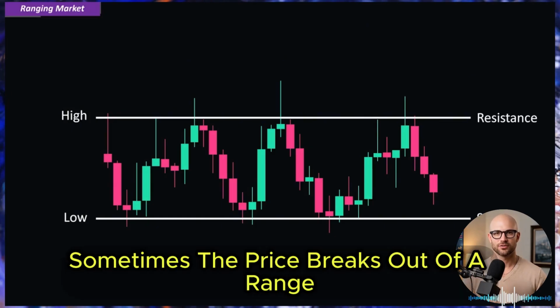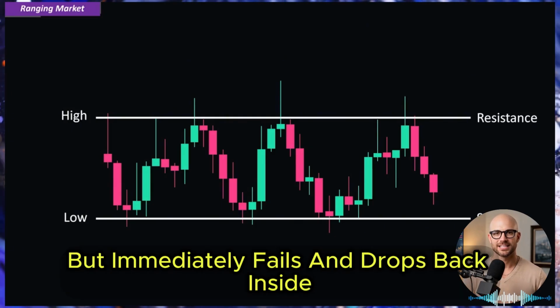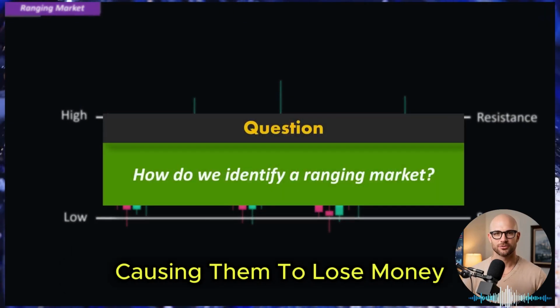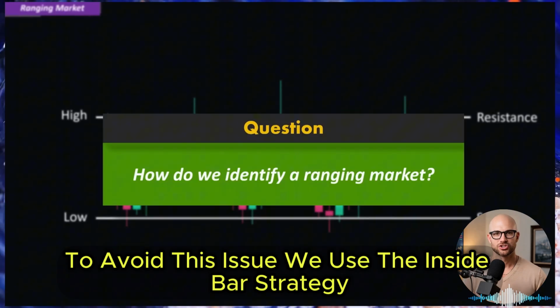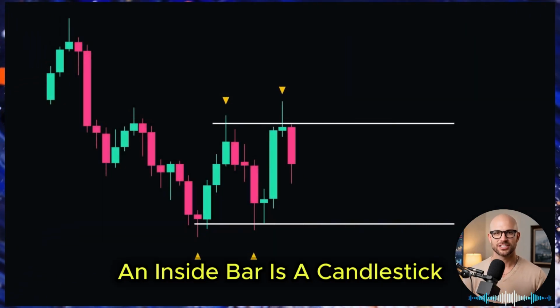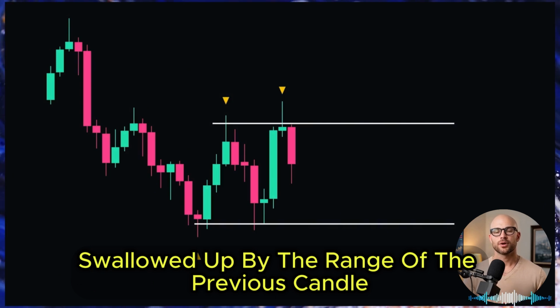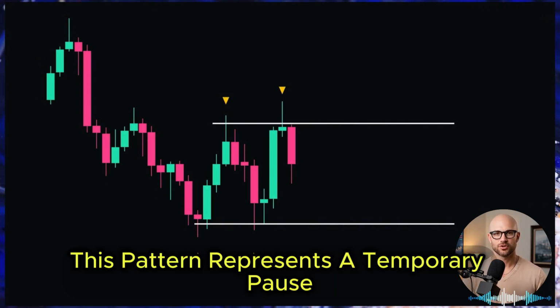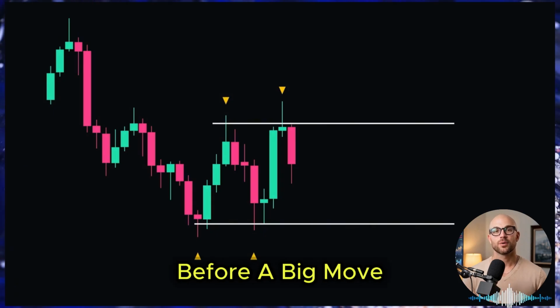Sometimes the price breaks out of a range but immediately fails and drops back inside. This is a failed breakout, and it traps breakout traders, causing them to lose money. To avoid this issue, we use the inside bar strategy. An inside bar is a candlestick that is completely swallowed up by the range of the previous candle, which we call the mother candle. This pattern represents a temporary pause or indecision in the market before a big move.